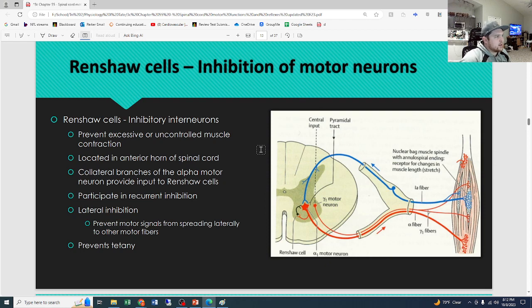We also have something called Renshaw cells, or inhibition of motor neurons. So Renshaw cells, or inhibitory interneurons, prevent excessive or uncontrolled muscle contraction. They're located in the anterior horn of the spinal cord. That's where our muscle neurons are. They have collateral branches of the alpha motor neuron to provide input to Renshaw cells. So here's a little Renshaw cell, and our alpha motor neuron, it goes and connects to it. So the signal is coming from the 1A afferent. It comes and it goes down here, and another little signal comes here at the same time.